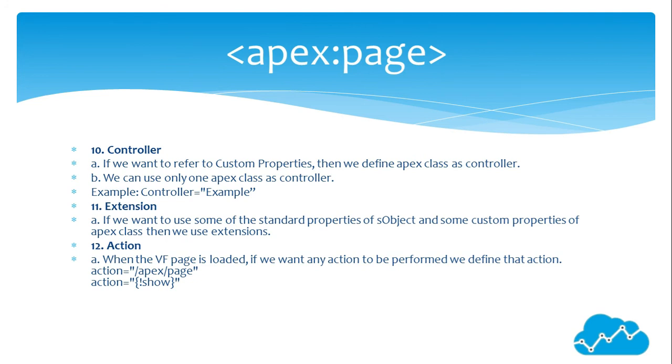Controller. If we want to refer to custom properties, then we define an Apex class as controller. We can use only one Apex class as controller. For example, controller="example". Extensions. If we want to use some of the standard properties of the sObject and some custom properties of an Apex class, then we use extensions.